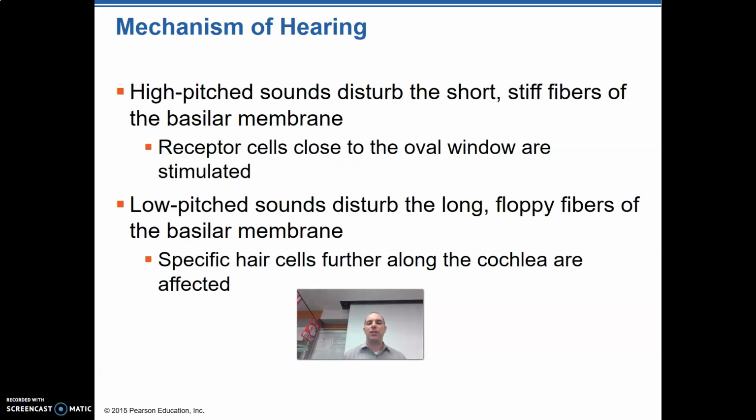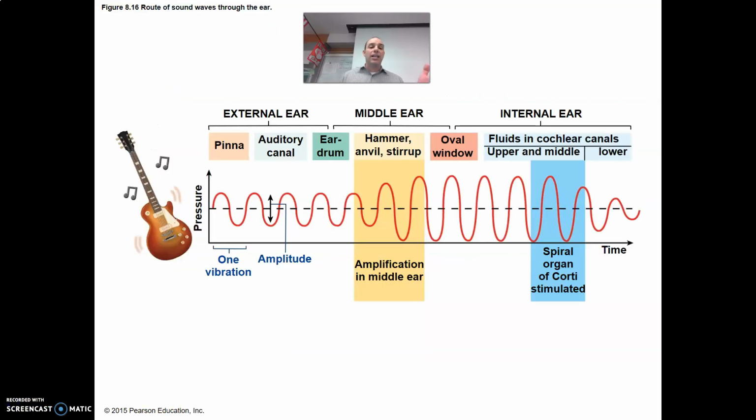Now to talk about pitches, high pitched and low pitched. It's just the difference in what hairs are stimulated. High-pitched sounds disturb the short, stiff fibers, and low-pitched sounds disturb the long, floppy fibers. You can remember that they're opposite. The low-pitched ones disturb the long ones, and the high-pitched ones disturb the short ones. You're in good shape. And lastly, here is the flow of hearing or vibrations through the ear.